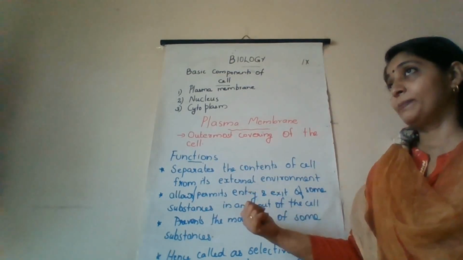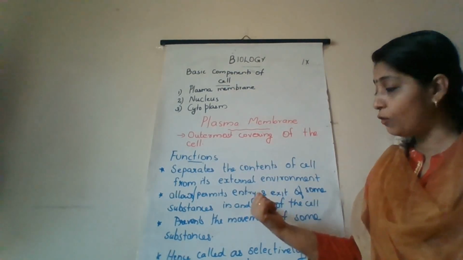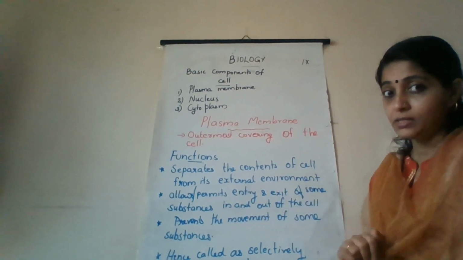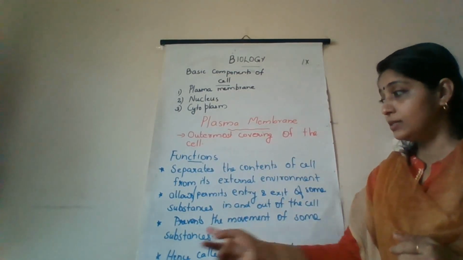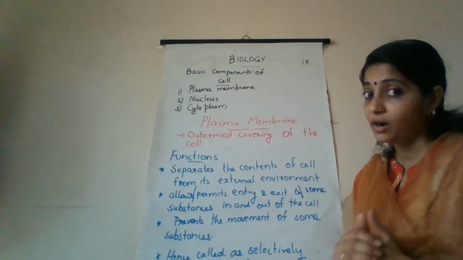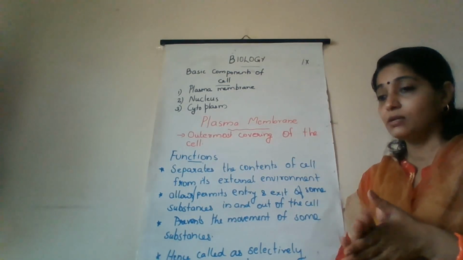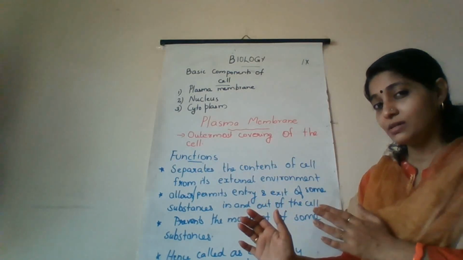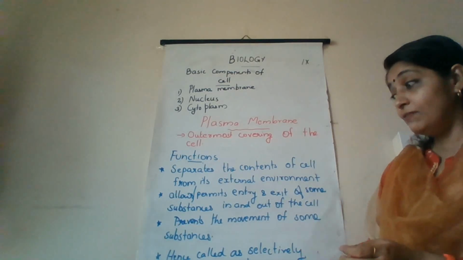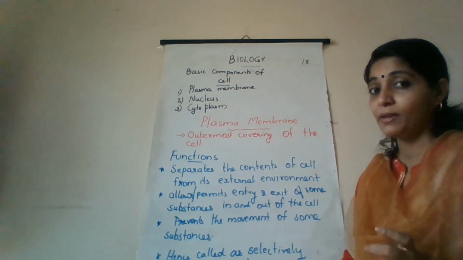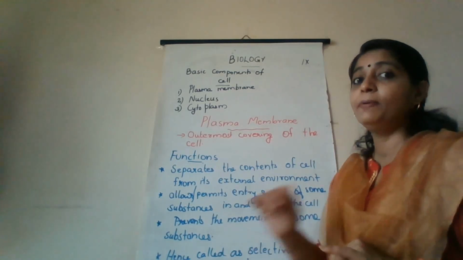Then it allows or permits the entry or exit of materials in and out of the cell. So it helps in the movement of materials in and out of the cell. And the next function is it prevents the entry of unwanted materials. Since it prevents the entry of some materials and allows only some materials to pass through, it is called a selectively permeable membrane or semi-permeable membrane.